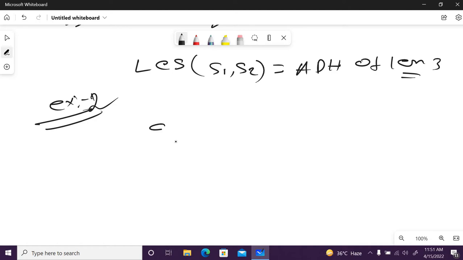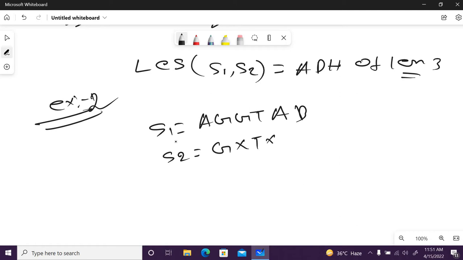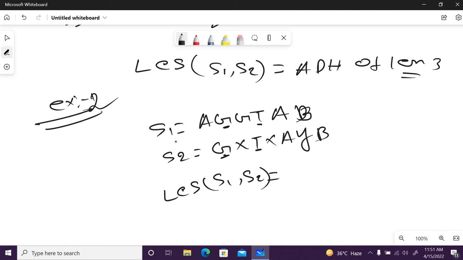Okay, suppose we have a string A, G, G, T, A, B, and the second string is G, X, T, X, A, Y, B. What is the longest common subsequence of S1 and S2? Find out. We can see G, G. Next is T, T. Next we can find A. Is there any A? Yes, A. B, B.